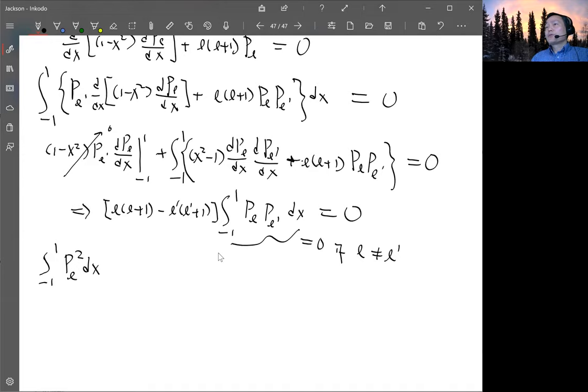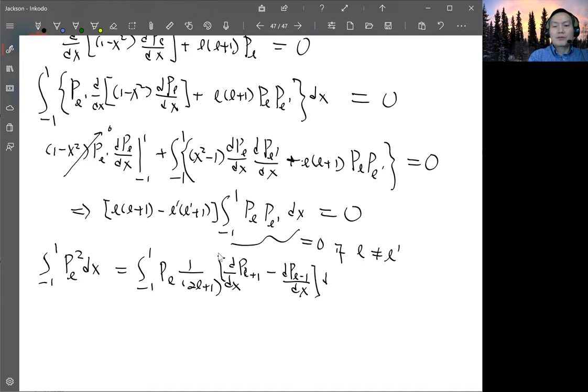So what we'll do is use the first recurrence formula, because we just derived it last time. So you have P_l, and one of the P_l you can change to 1 over (2l plus 1) times the derivative of P_(l+1) minus the derivative of P_(l-1), and integrate over x.